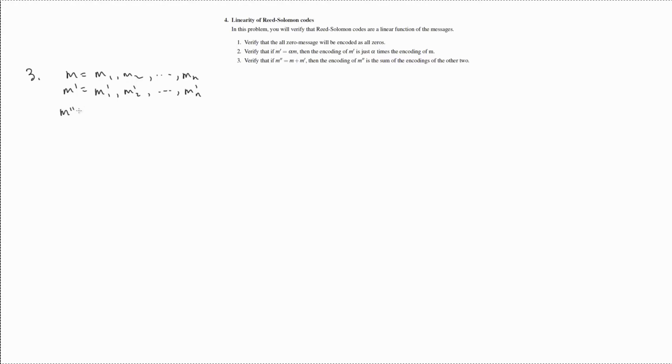Now let m double prime be the message m plus m prime, which is equal to m1 plus m prime sub 1, m2 plus m prime sub 2, all the way up to mn plus m prime sub n. Now, we want to show that the encoding of m double prime is equal to the encoding of m plus the encoding of m prime.